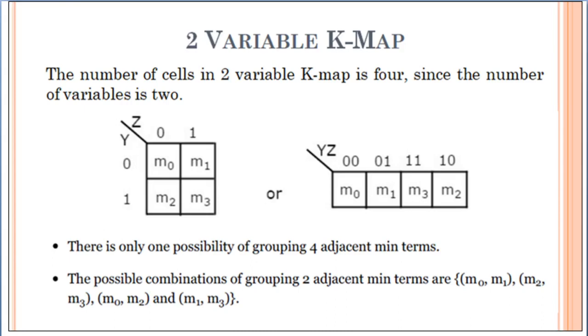And the possible groups, especially for this example, are M0, M1. That means we have to group only M0 with M1, M2 with M3, M0 with M2 or M1 with M3. We cannot make the group of M0 and M3 or M1 and M2. That means diagonally, we cannot create the diagonal grouping.